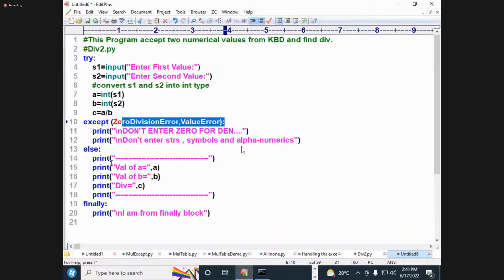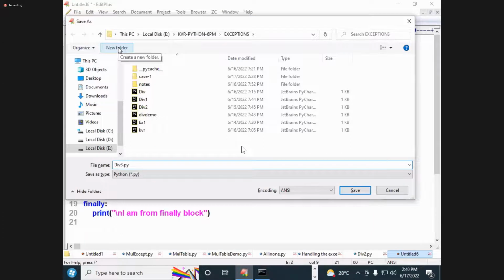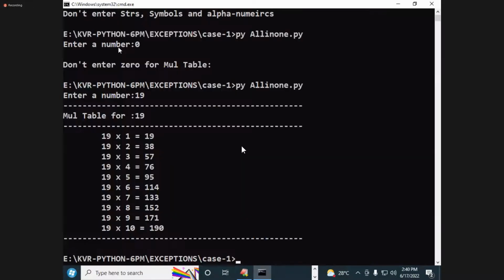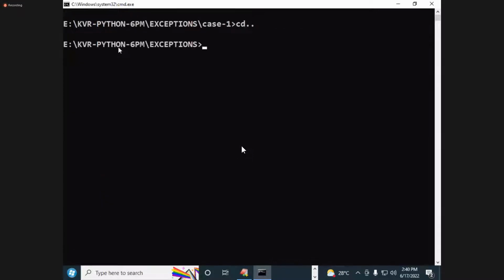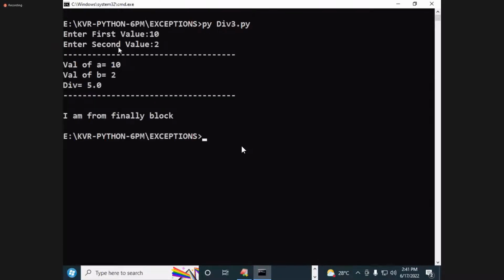Execute this part, students. div3.py. Right. I'm going to say div3.py. Go to the command prompt. Come out of that. It is in this place. div3.py. Enter the value like this. No mistakes. No exception at all. Well, enter carefully now. 10 and 0.